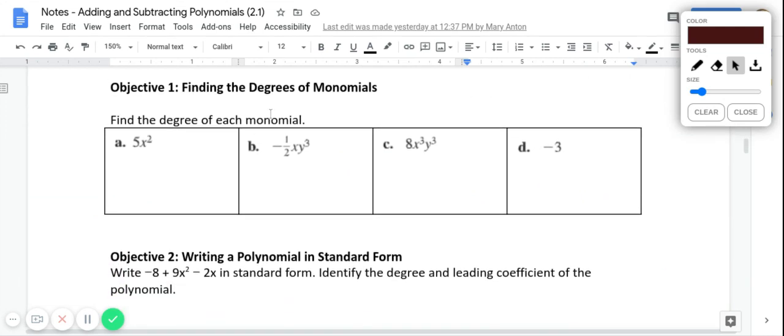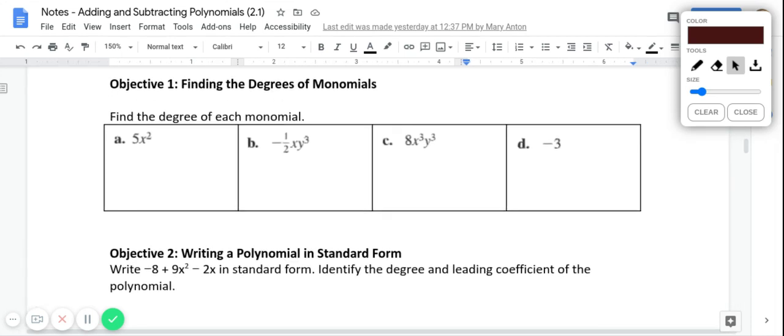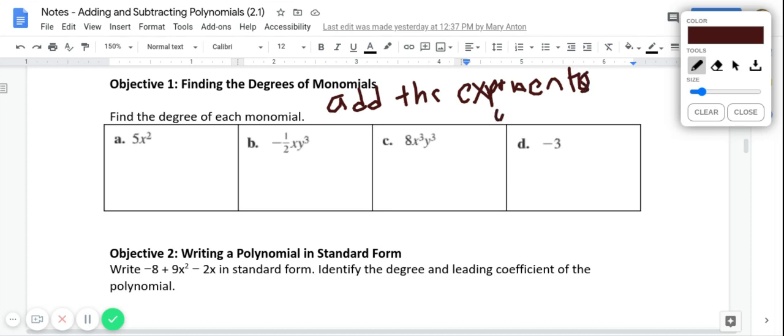Okay, so let's find the degree of each monomial. So remember, the degree of a monomial means you add the exponents of the variables. So I'll write that, add the exponents of the variables.